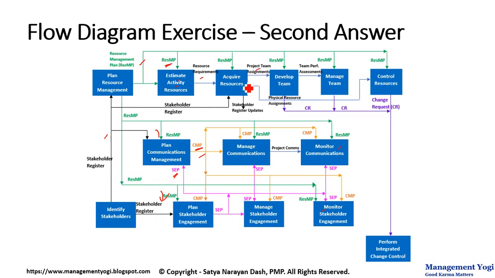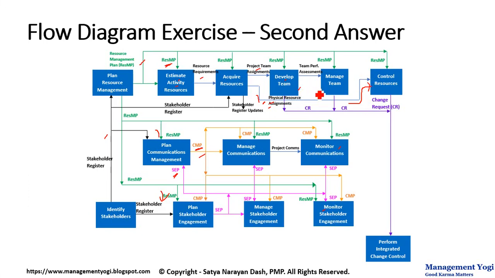Next, the output of estimate activity resources is resource requirements, going into the acquire resources process, giving you the project team assignments. And this project team assignment is feeding into develop team, and it is giving you the team performance assessment. The output of acquire resources is also physical resource assignments, which is acting as an input to control resources, which is very specific to physical resources.